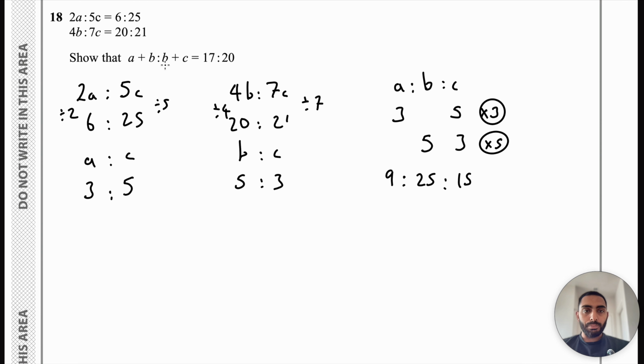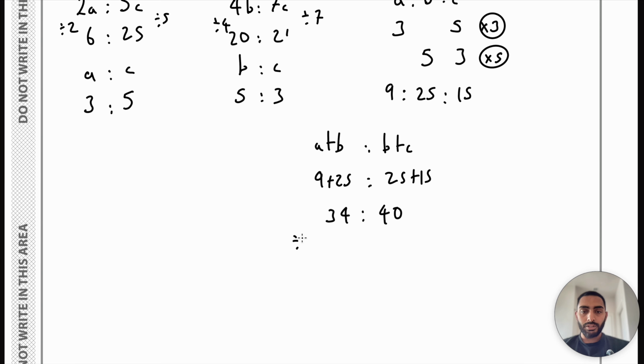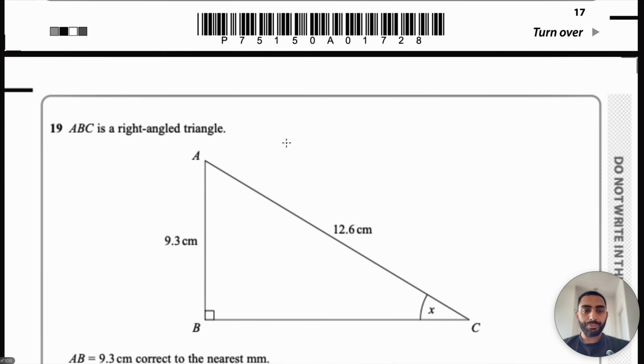Show that a plus b to b plus c is equal to 17 to 20. So we've already found a to b to c. We just need to do a plus b, which is 9 and 25, to b plus c. b plus c is 25 add 15. Just simplify both of these. 9 and 25 is 34. 25 add 15 is 40. You can divide both of these by 2 because it's even. 34 divided by 2 is 17, and 40 divided by 2 is 20. And you can see we've got the same ratio that they wanted there.